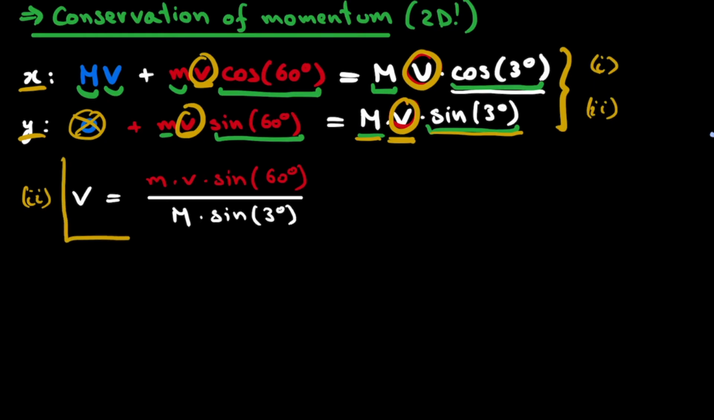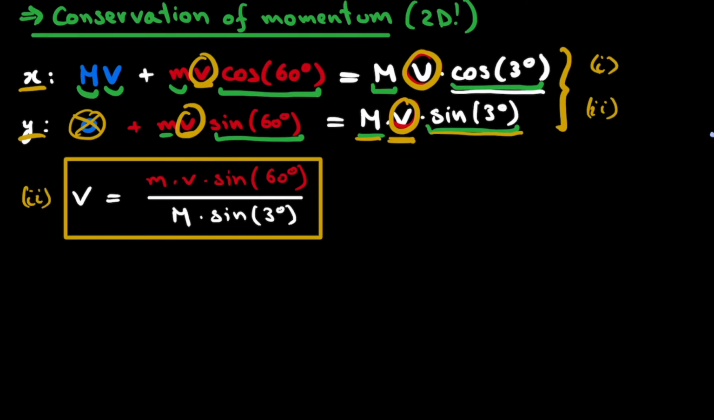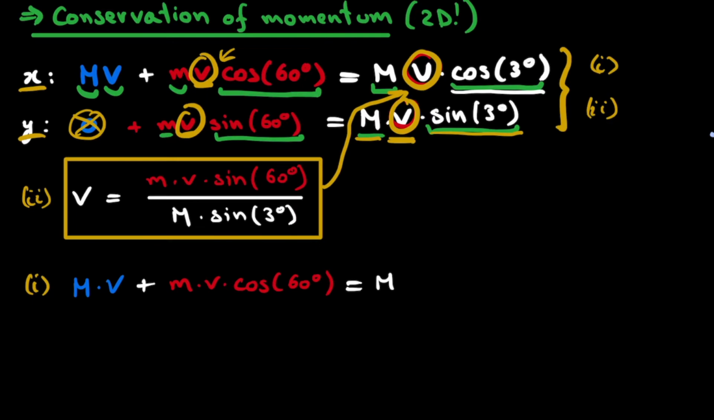And we see that we have now found an expression for the velocity of our composite object after the collision, which we can now use to fill in our first equation, such that we only have one unknown in our first equation, namely the thing that we're trying to find. So let's take again our first equation, which was the mass of our comet multiplied by its velocity, plus the mass of our small object multiplied by its velocity multiplied by the cosine of 60 degrees, which was the angle of inclination, which is equal to the mass of the composite object after the collision multiplied by its velocity.